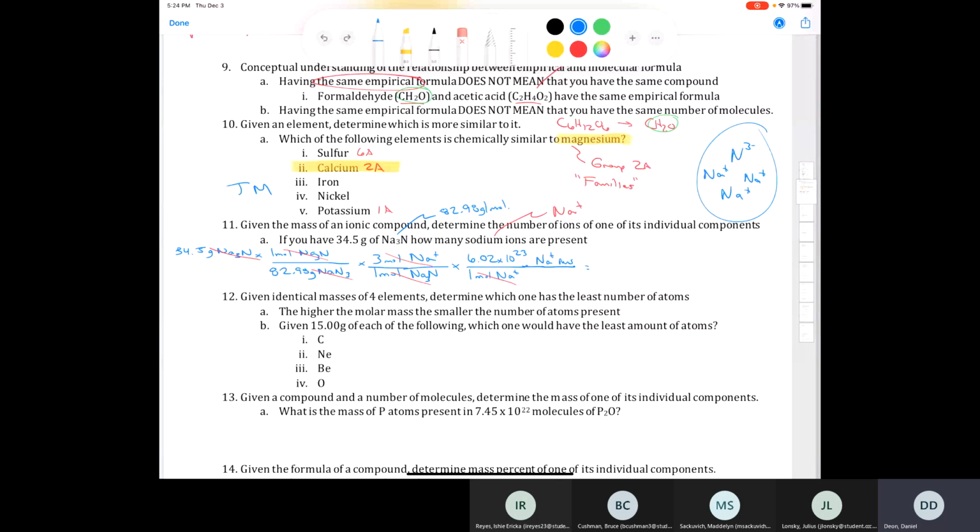3 sig figs. Let me double check my math here. Give me a sec. 35. There we go. We get 7.51 times 10 to the 23rd Na plus ions. And there's our final answer, that many ions.